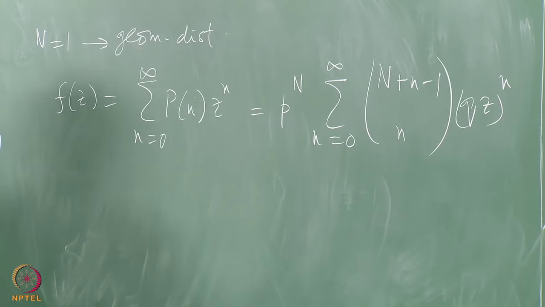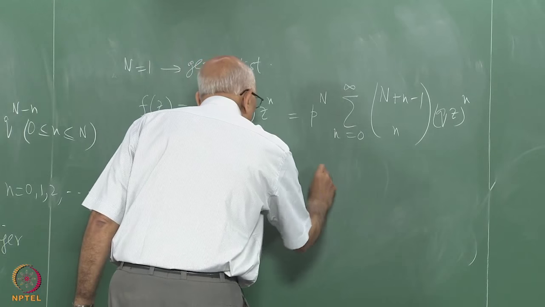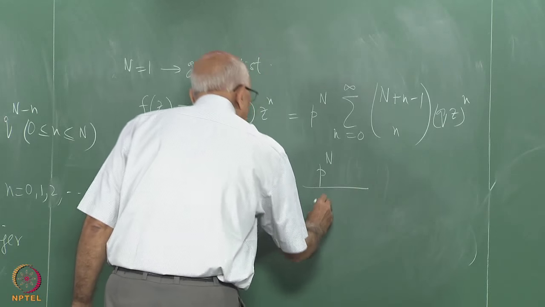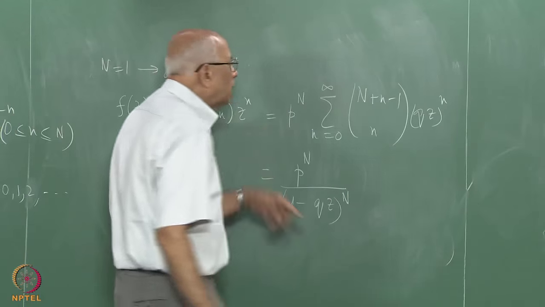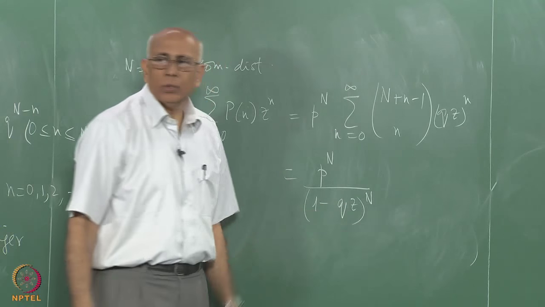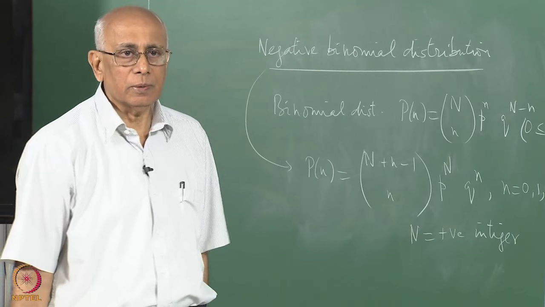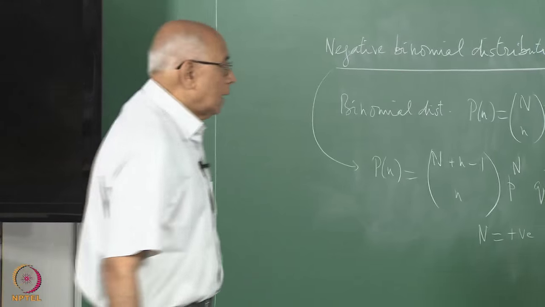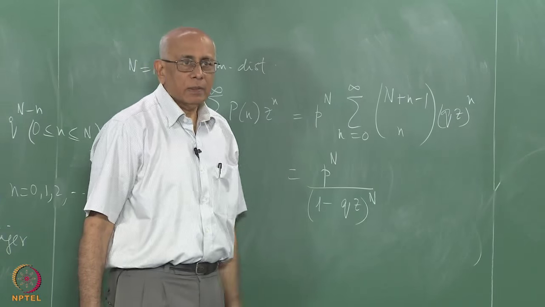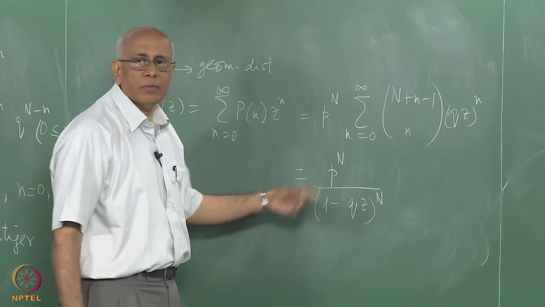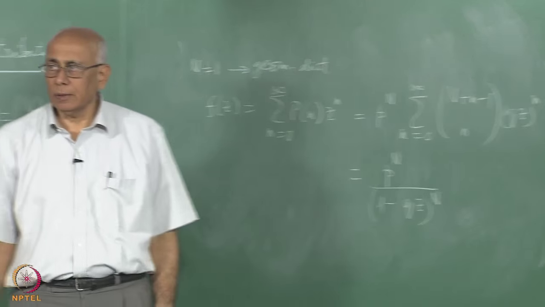Now that is an infinite series on this side. However, it is not very hard to show that this is equal to p to the power n over 1 minus qz to the power n. It is precisely the binomial expansion of 1 minus qz to the power minus n, and that is the reason for calling it the negative binomial distribution. As you know, when the index is not a positive integer, this binomial series is an infinite series, and if you write it in terms of gamma functions and so on, it simplifies to this expression here.